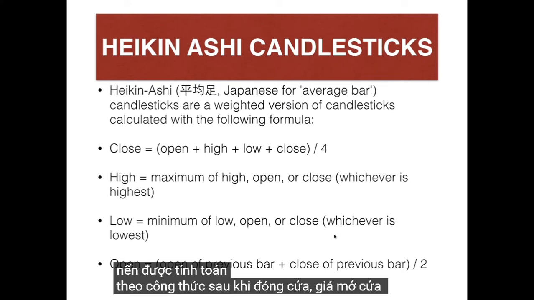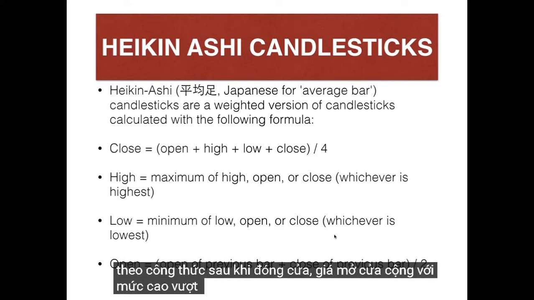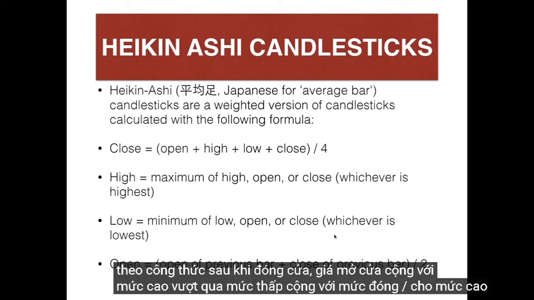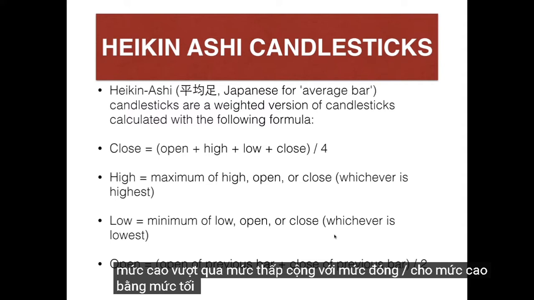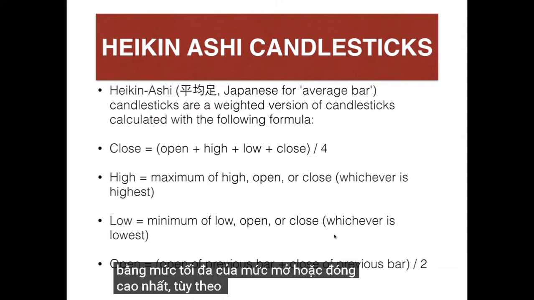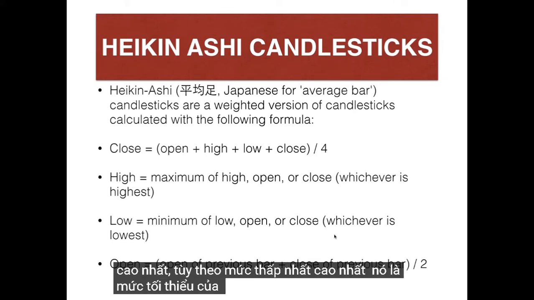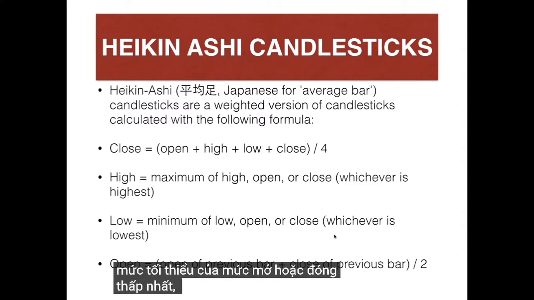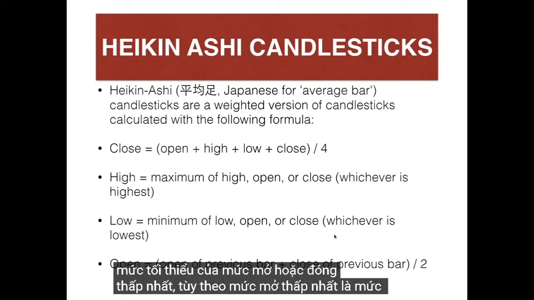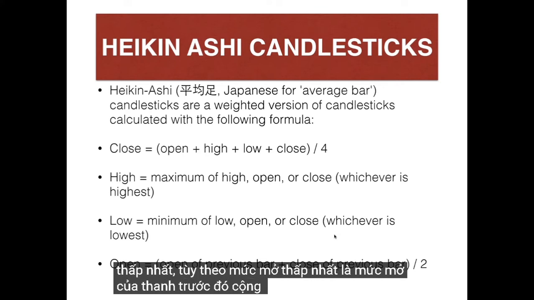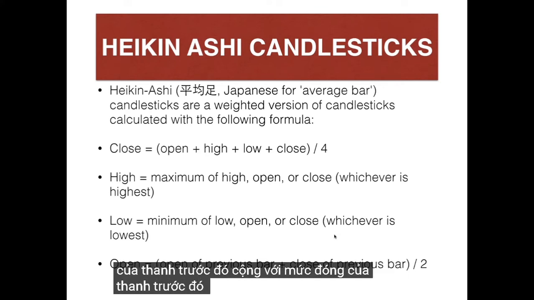Close equals open plus high plus low plus close divided by 4. High equals the maximum of high, open, or close, whichever is the highest. Low equals the minimum of the low, open, or close, whichever is the lowest. Open is the open of the previous bar plus the close of the previous bar divided by 2.